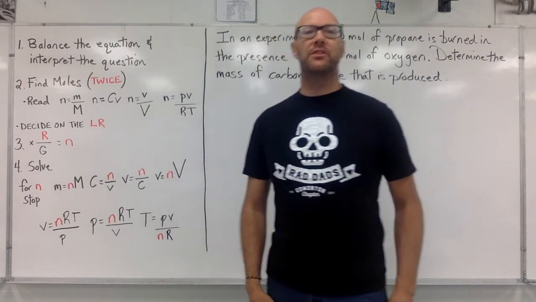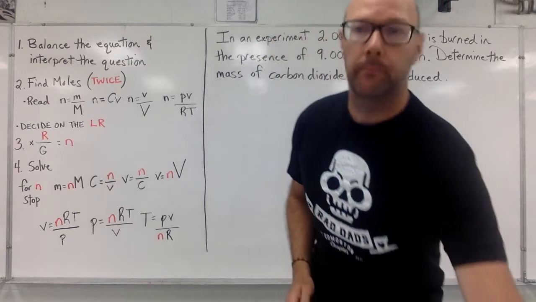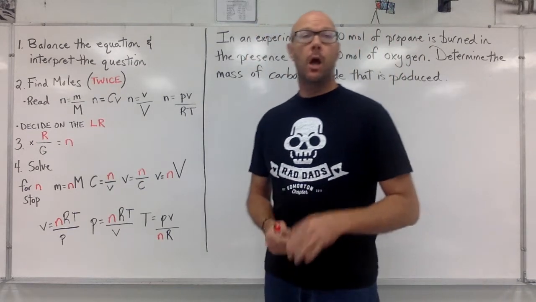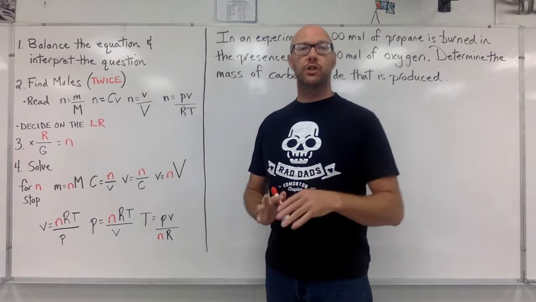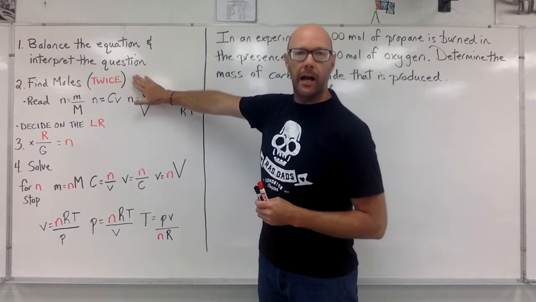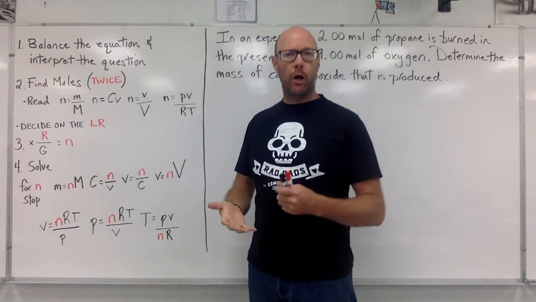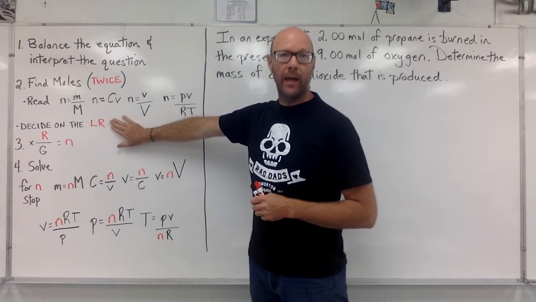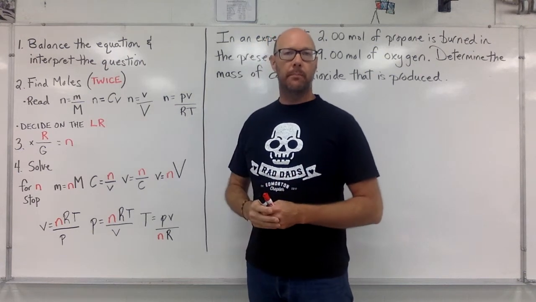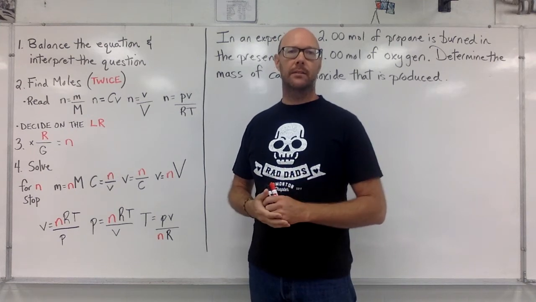Hi everyone. This is an example of a limiting reactant stoichiometry problem. Here we go. We're going to follow our same 4 steps with a couple important additions. We're going to be able to find moles twice in step 2, and we have this extra part of our second step where we need to analyze our 2 mole answers while referring to the balanced chemical equation to come up with the limiting reactant.